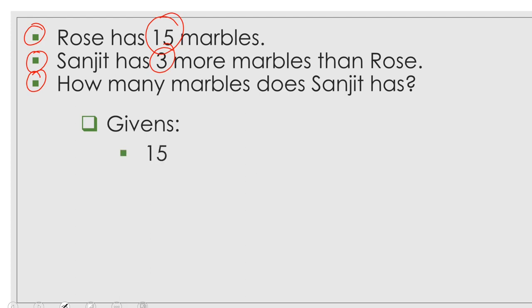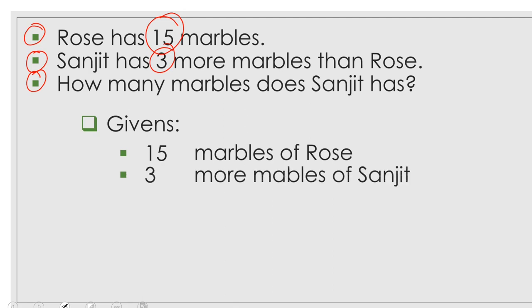15. And then what is this 15? Is this numbers of cars or numbers of houses? So we have to write down 15 and what this 15 stands for. So this is 15 marbles of Rose. The second given is 3 and these are more marbles by Sanjit.